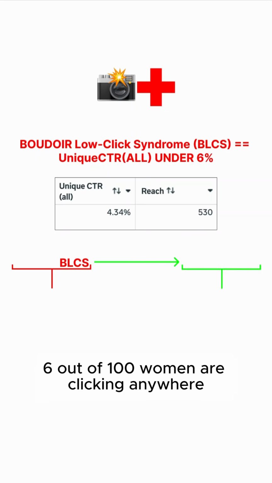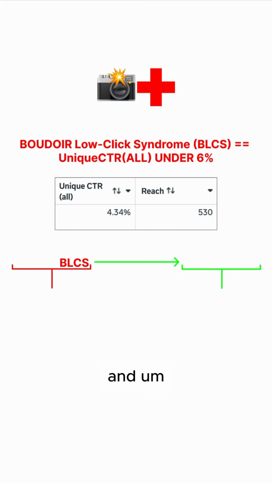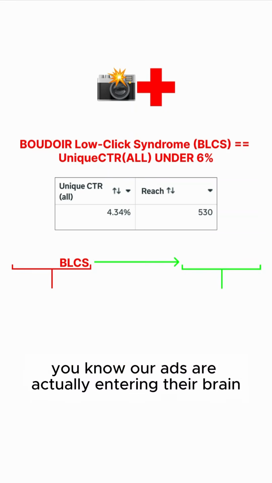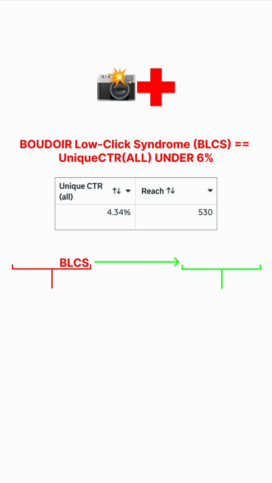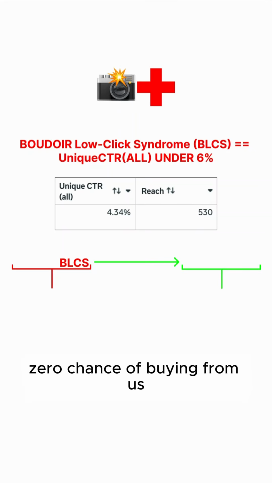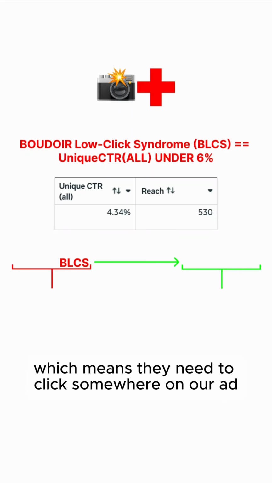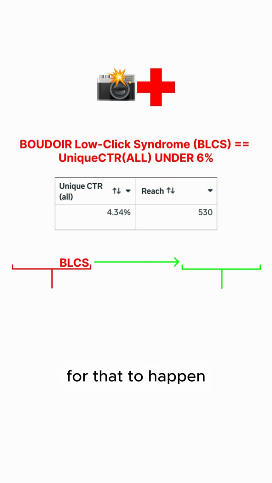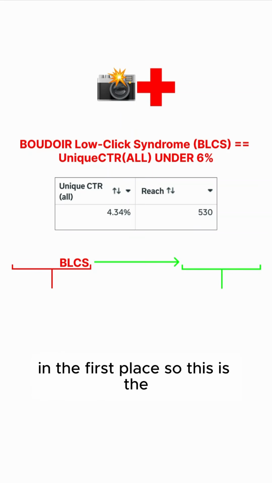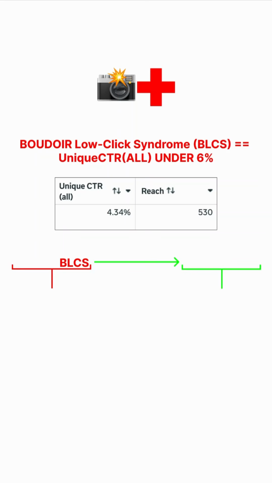This means fewer than 6 out of 100 women are clicking anywhere on our boudoir Facebook ads, and that means fewer than 6 out of 100 women, our ads are actually entering their brain. And that means fewer than 6 out of 100 women actually have a non-zero chance of buying from us, because our ad needs to enter their brain for them to do that, which means they need to click somewhere on our ad for that to happen, which means we need to have them not scroll by our ad in the first place. So this is basically the amount of non-scroller buyers. We gotta get this number as high as possible.